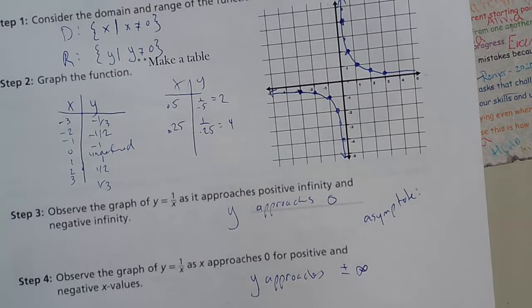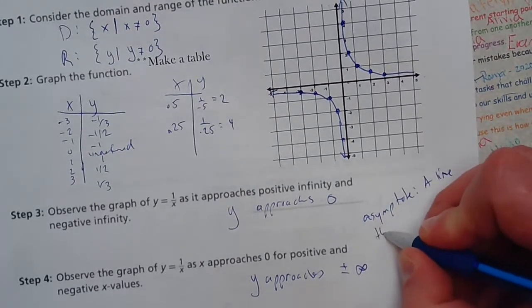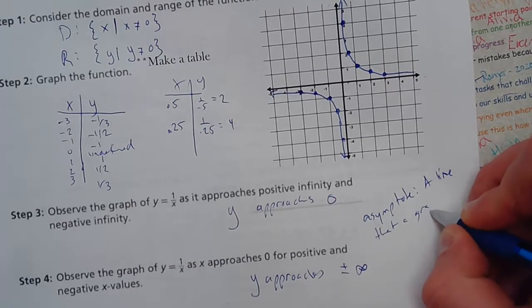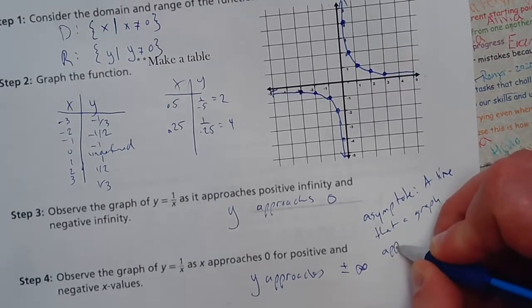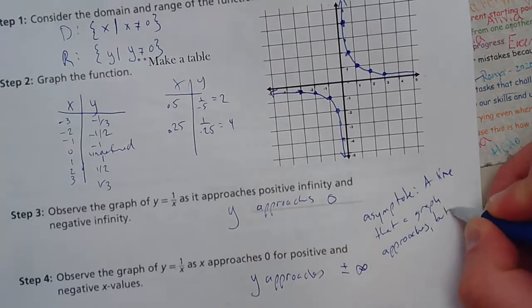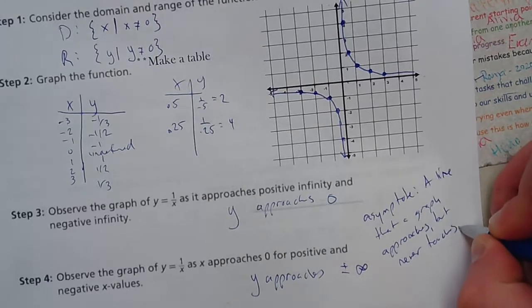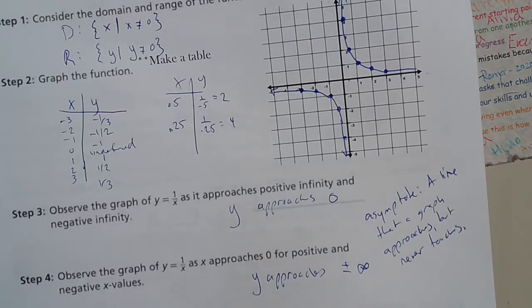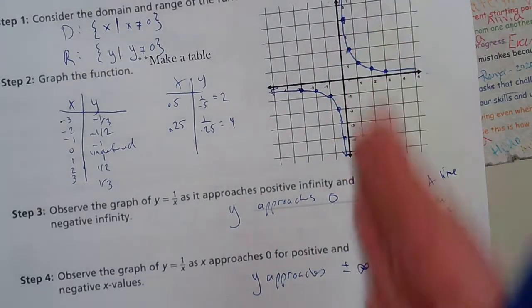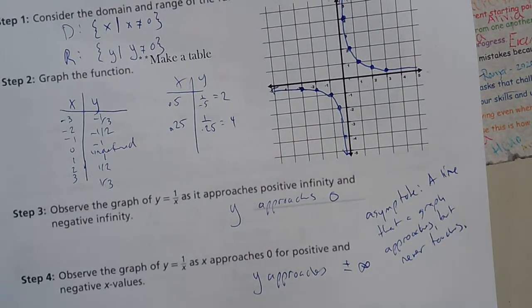An asymptote is a line that a graph approaches but never touches. So a line that a graph approaches but never touches, which in this case, the y-axis and the x-axis fit the bill there.